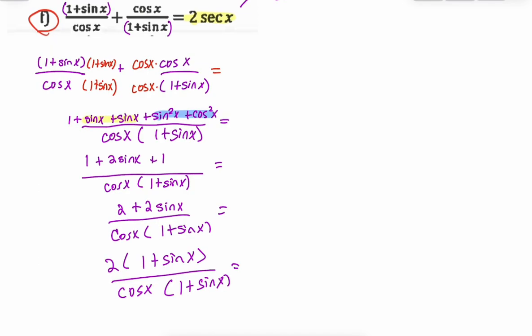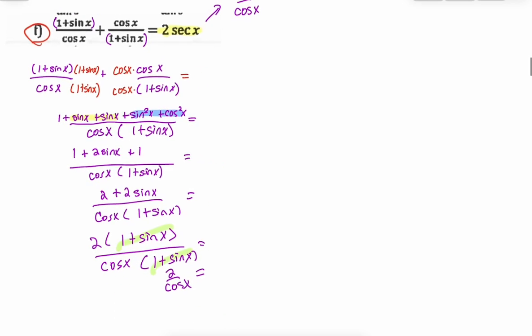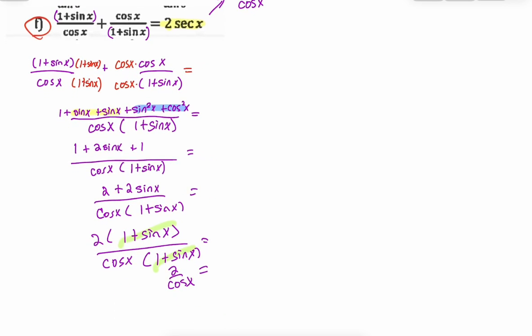anybody notice now something that magically happened? Yeah, the 1 plus sine of x cancels. We are left with 2 over the cosine of x. The reciprocal or flip of a cosine is a secant. And so our final answer is 2 secant of x. So that's a great example there.